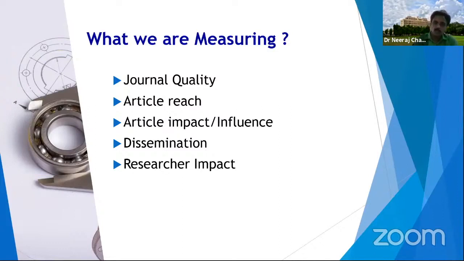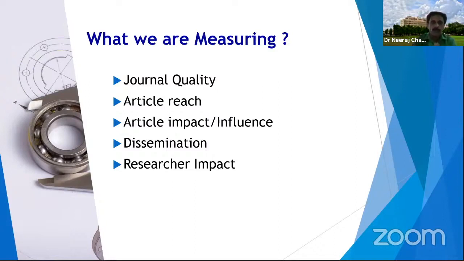If we are publishing in a quality journal, definitely it will be read by a number of people, and finally we will get a number of citations. Then article reach: at what level our research article is reaching, what is the article reach, we are measuring that also. Article impact and influence: what kind of influence or impact is there when the user is reading that paper or that article.